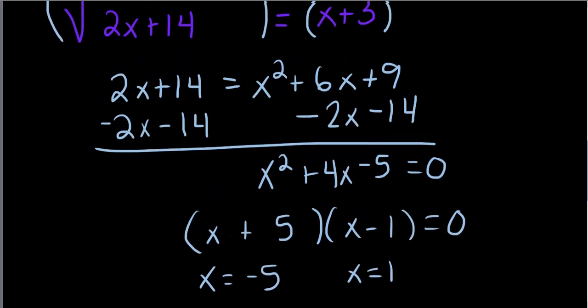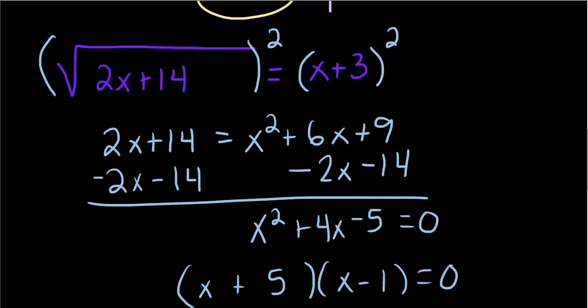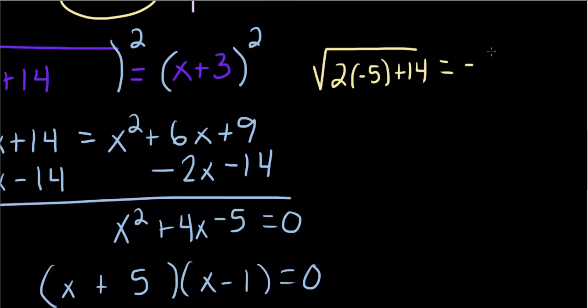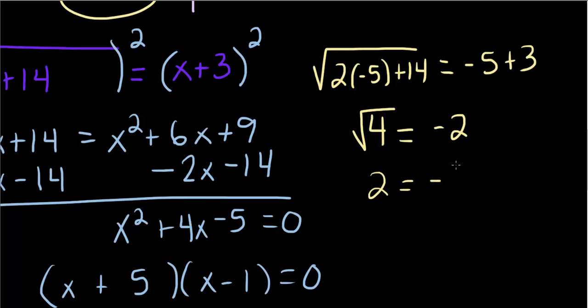We're going to go back and test those two answers in the original equation and see if both of them make the equation true. I'm going to evaluate first for x equals negative 5. That gives me the square root of 2 times negative 5 plus 14, which is supposed to equal negative 5 plus 3. 2 times negative 5 is negative 10, plus 14 is 4, so I have the square root of 4. It's supposed to equal negative 5 plus 3, which is negative 2. Well, the square root of 4 is 2, and 2 is not negative 2. Therefore, this one is not a solution.